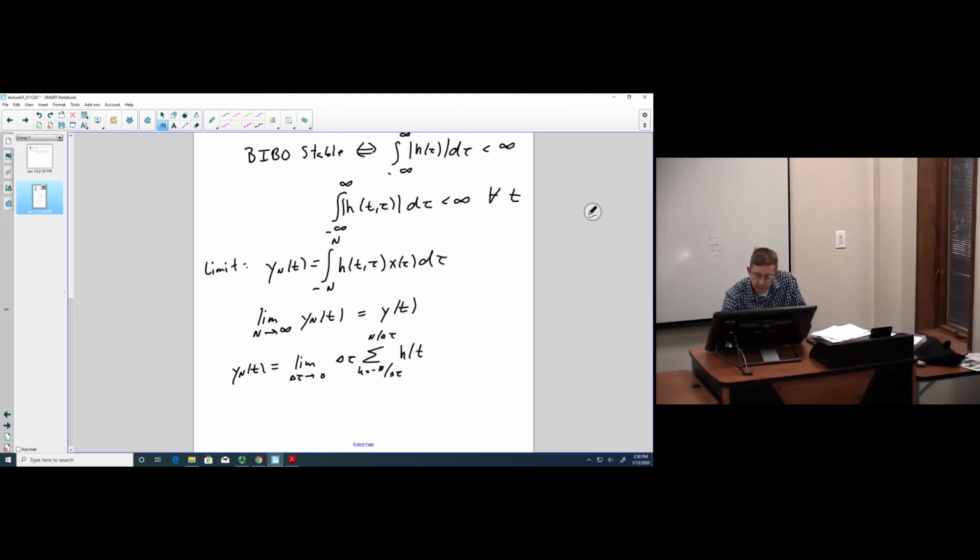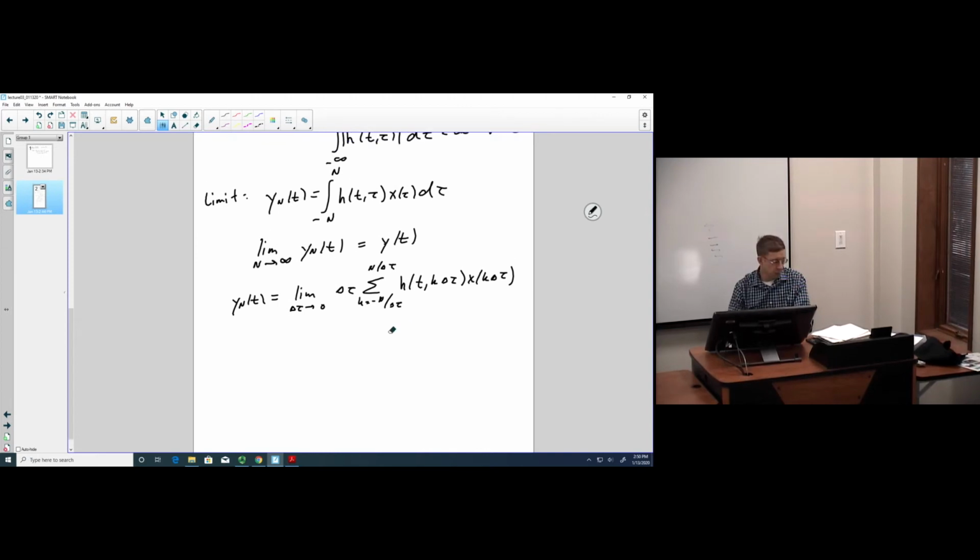I have to query this at multiples of my time increment. Sample each one of these functions at multiples of delta tau. I'm adding up those rectangular strips. In the limit, as this gets really small, this converges to that integral, right? It's what we call a Riemann integral, a Riemann sum.